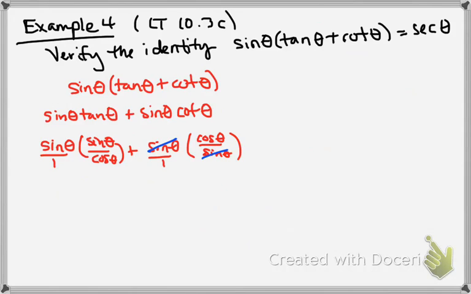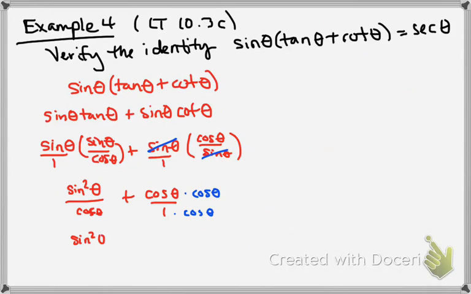And the first one, I'm going to multiply straight across, so I get sine squared of theta over the cosine of theta. And now I have plus the cosine of theta. I'm going to put it over 1 so that it is a fraction. Now I'm going to make a common denominator so I can put them together. That means I'm going to multiply both the top and the bottom by the cosine of theta. When I do that, my first one stays the same, sine squared of theta over the cosine of theta, and I'm going to add to it the cosine squared of theta over the cosine of theta.